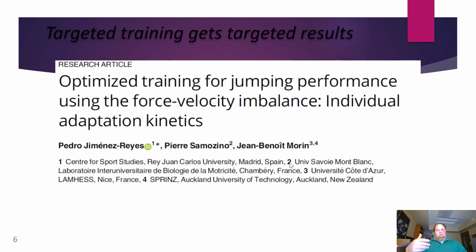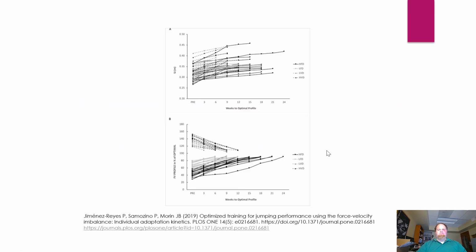Now, I wanted to go over this paper just for a second because basically that targeted training gets targeted results. Here's the paper: Optimized Training for Jumping Performance Using the Force-Velocity Imbalance, Individual Adaptation Kinetics. Pedro Jimenez-Reyes is the lead author here, with Pierre Samozino and JB Morin following. Jumping into the article, what they did, long story short, was create force-velocity profiles. They saw which one people were deficient in, and then they went ahead and trained them for that.